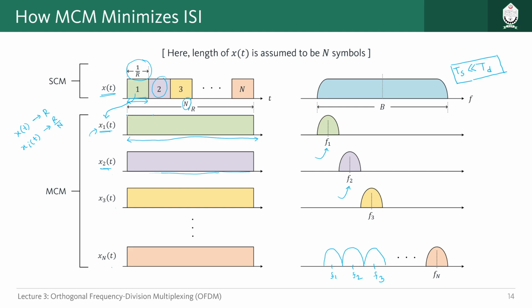Let's say for example we take a delay spread like this. So this is the duration of the delay spread. Previously the duration of each symbol was very comparable to our delay spread. That's why previously in single carrier modulation we could have problems like intersymbol interference, but now our symbol duration is much higher compared to the delay spread, right? That's why the intersymbol interference is minimized because of this multi-carrier modulation. So that is basically the advantage of multi-carrier modulation. We are minimizing intersymbol interference.